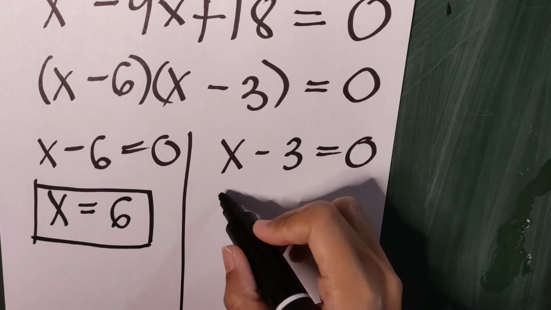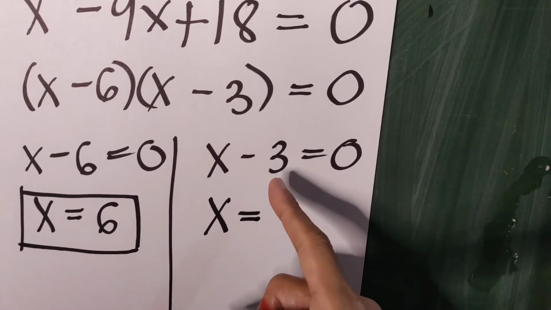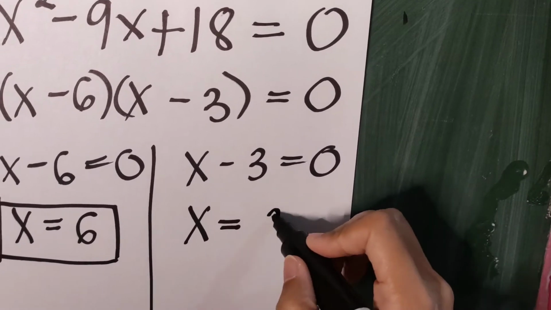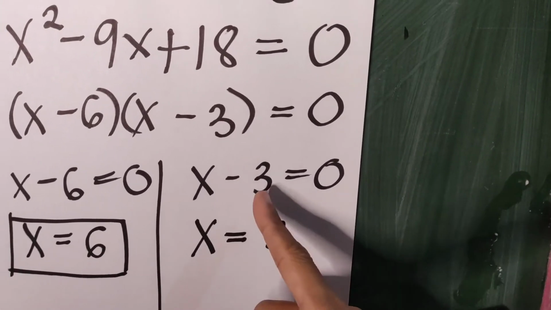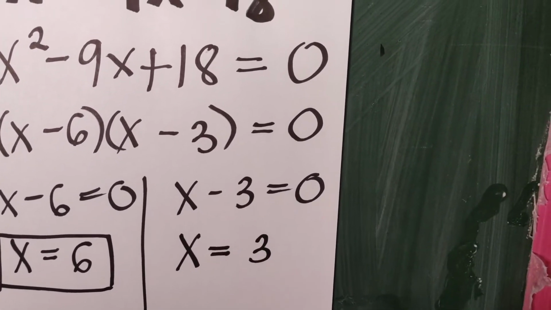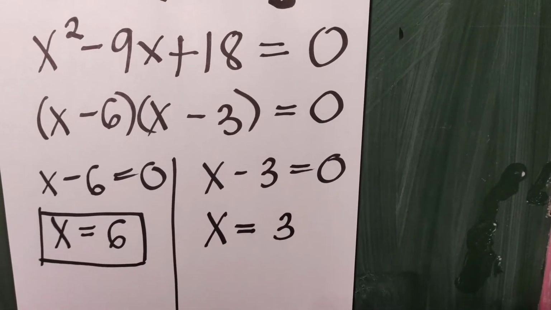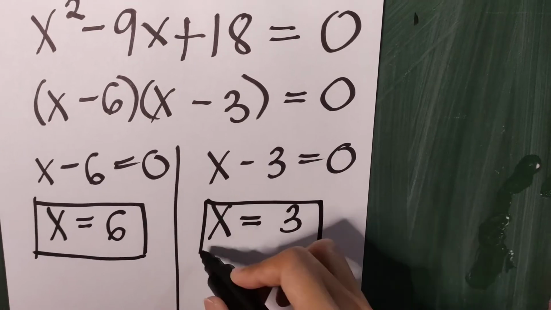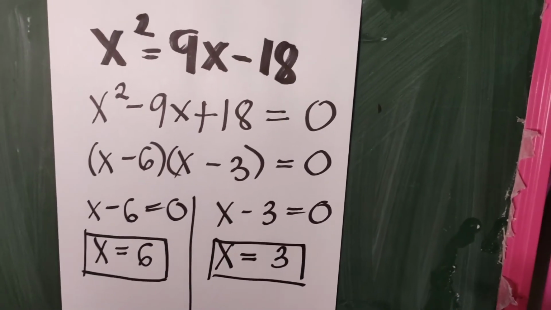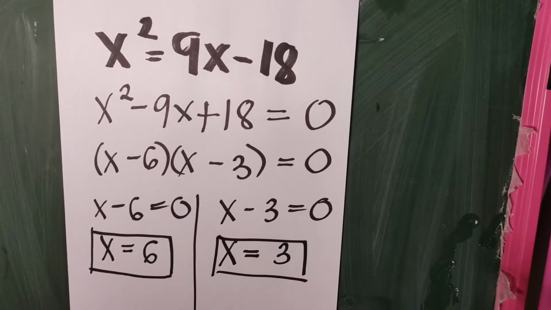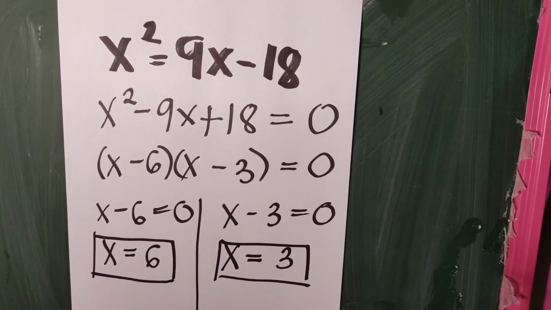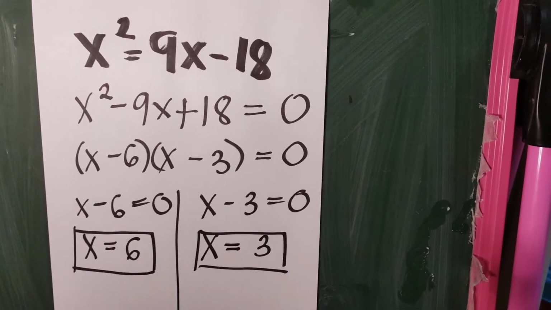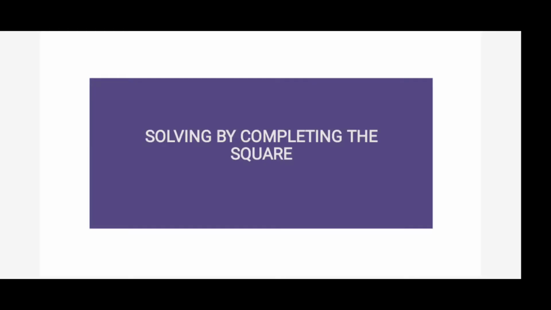On the right side, we have x is equal to transpose negative 3. From negative, this will become positive. Or add 3 on both sides of the equation using the addition property of equality. So, our second solution is 3. So, the factors or the solutions to x squared minus 9x minus 18 is positive 6 and positive 3.